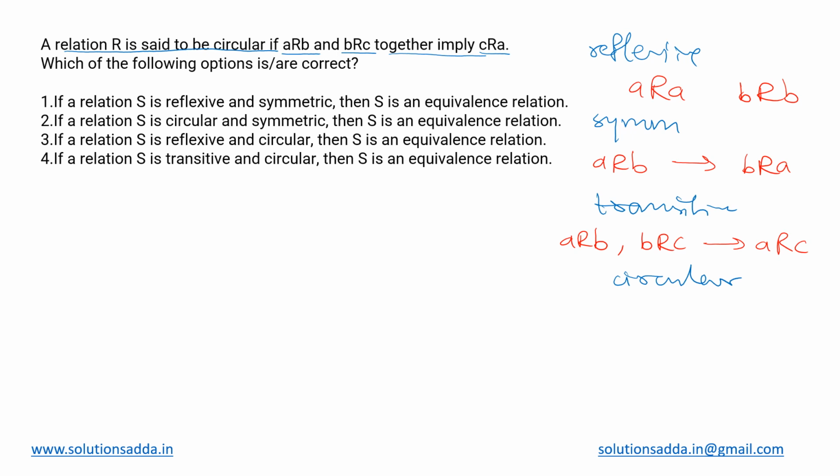And in the circular, which is a new type of relation that they have defined, they are saying that if A relates to B, B relates to C, then they together imply that C relates to A. So this is the only difference between transitive and circular. So now we have these four types of relations, and based upon this, from the given options, we need to determine that in which of these cases will S be an equivalence relation.